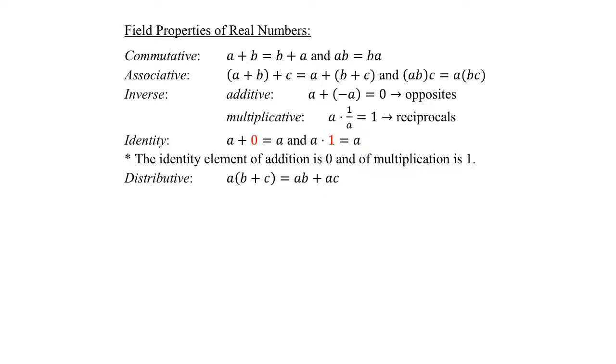Commutative law. These are called field properties. There are 2 commutative laws you know of. There is the commutative law of addition and the commutative law of multiplication. What about subtraction and division?